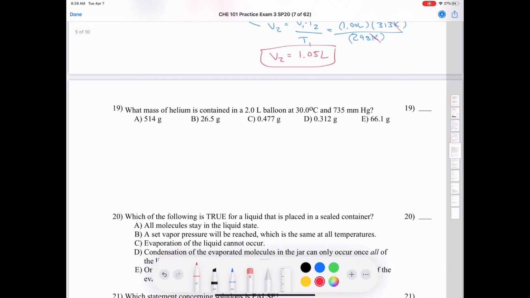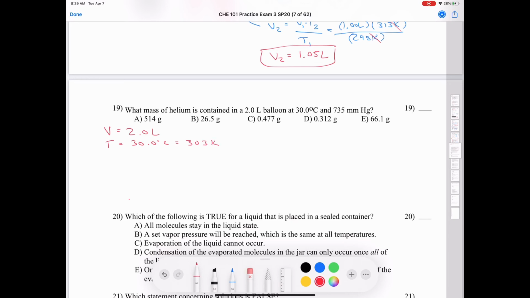Question 19. What mass of helium is contained in a 2.0 liter balloon at 30 degrees Celsius and 735 millimeters of mercury? Well, to start off, let's write down what we know. We're given the volume, which is 2.0 liters. We're given a temperature, which is 30.0 degrees Celsius. In Kelvin, I just add 273 to it, and I get 303 Kelvin for my temperature.